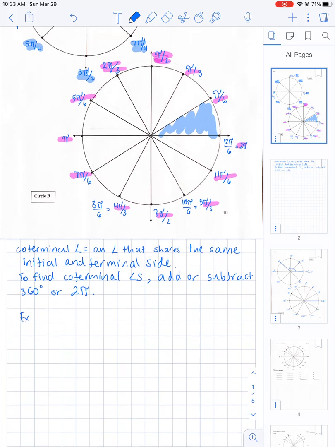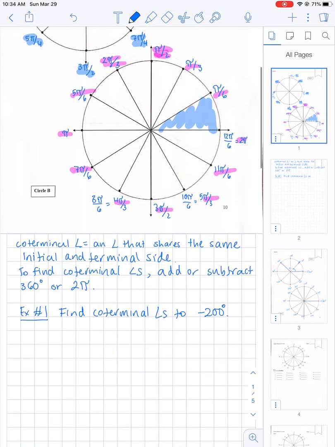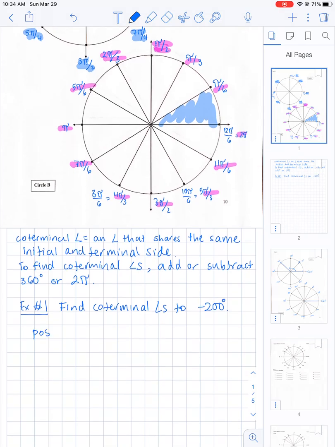So I'll do one example with you guys in terms of degrees and the other one in terms of radians. So find coterminal angles to an angle that has a measure of negative 200 degrees. Okay, and I believe sometimes they ask you guys to find that angle, find a coterminal. Remember, there's an infinite number of angles, but if I wanted to find a positive angle, I could. And if I wanted to find a negative angle by doing a negative revolution, I could as well.